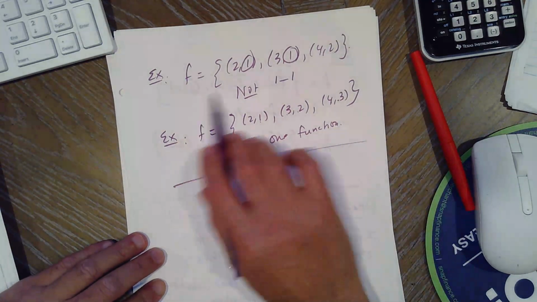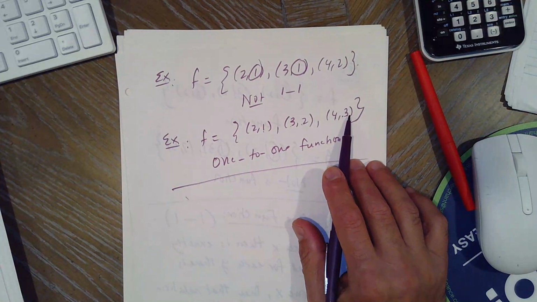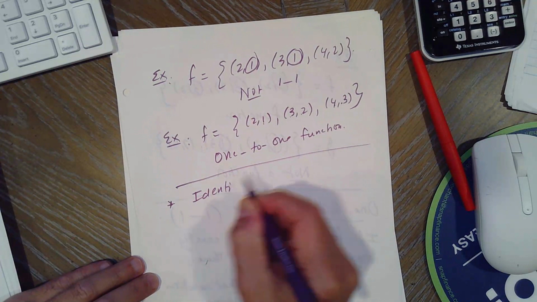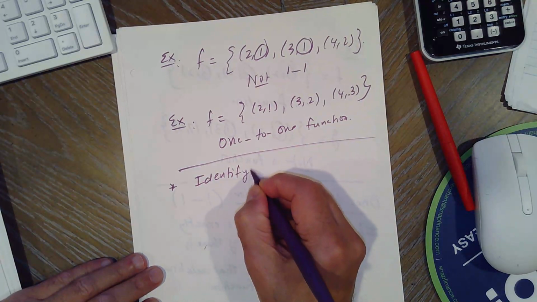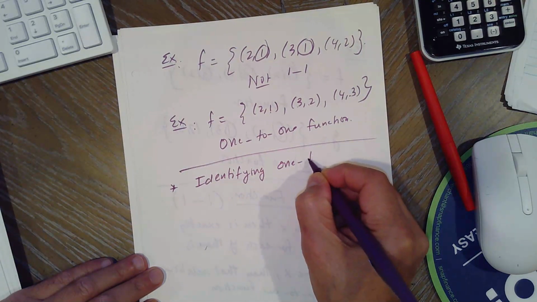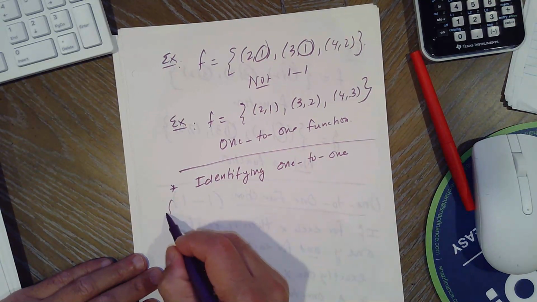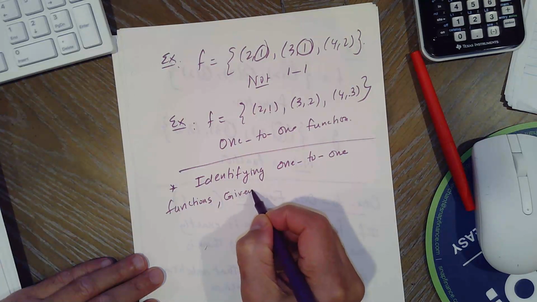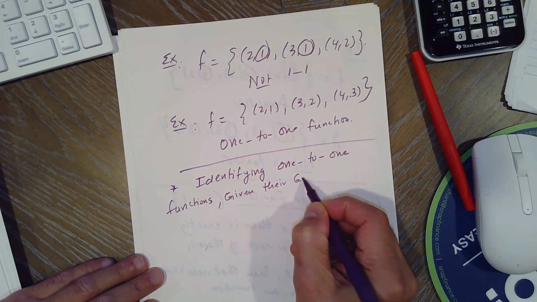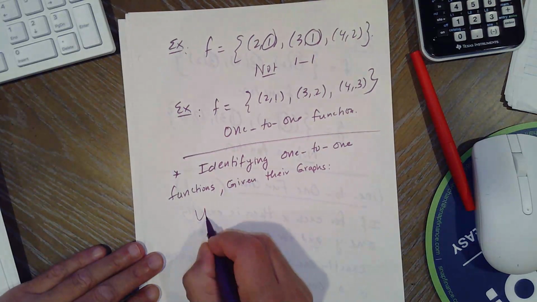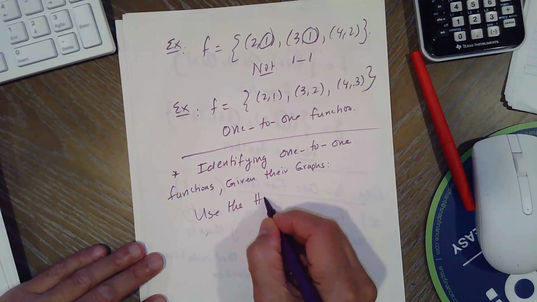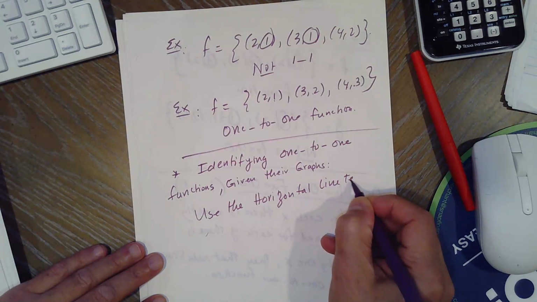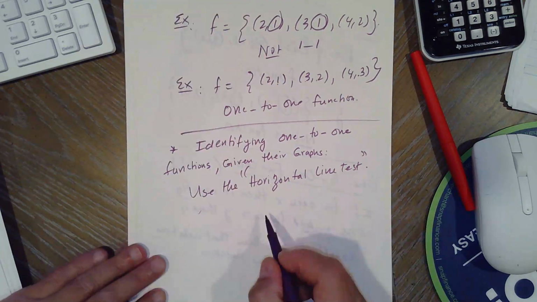Okay, so given a set of ordered pairs, we can easily identify one-to-one functions. How do we identify one-to-one functions if we have a graph? Identifying one-to-one functions given their graphs, we use what we call the horizontal line test.